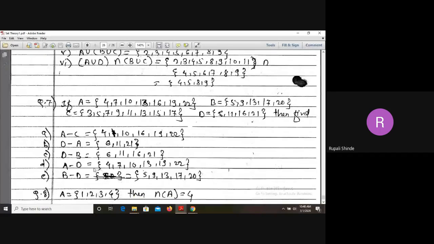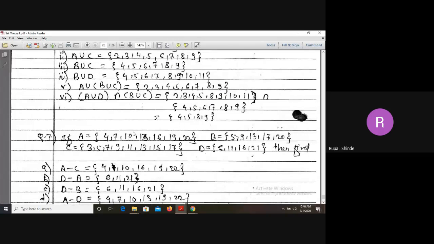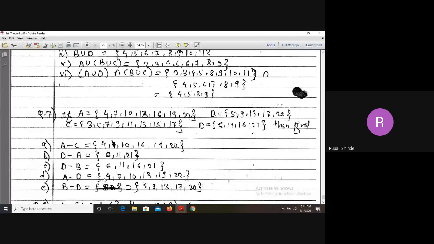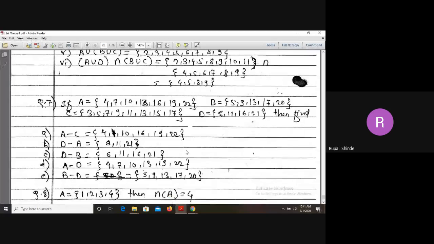Now next one is A minus B. For this A minus B, we have to find out what is common between A and B. Now, if you observe, 16 is common. So we have to exclude that element 16 from set A. So A minus B will contain 4, 7, 10, 13, 19 and 22. 16 we are not going to consider because it is common between A and B. So this is the answer for A minus B.